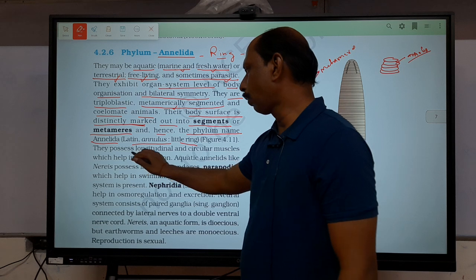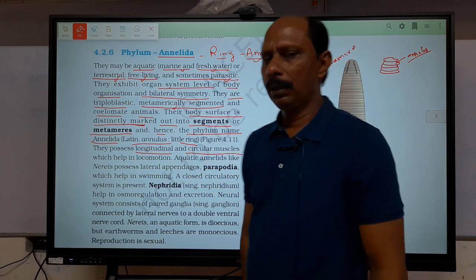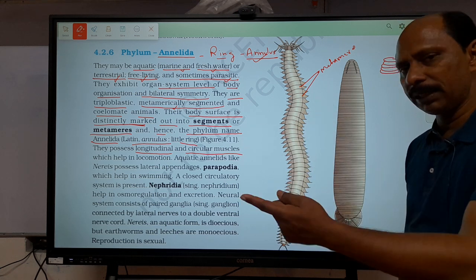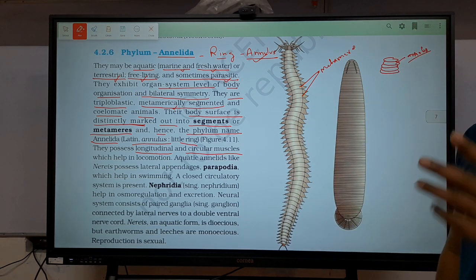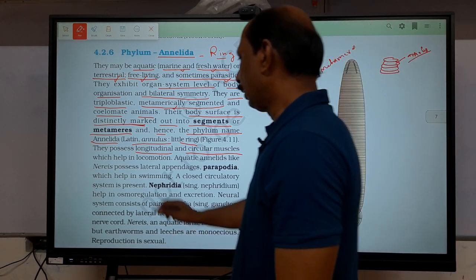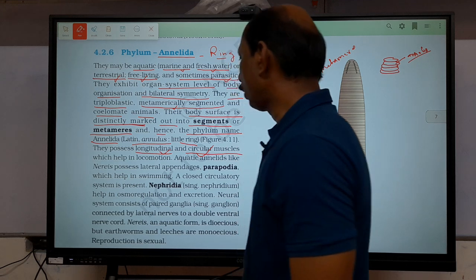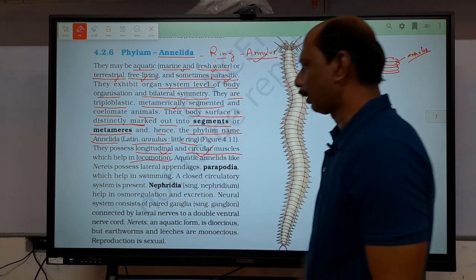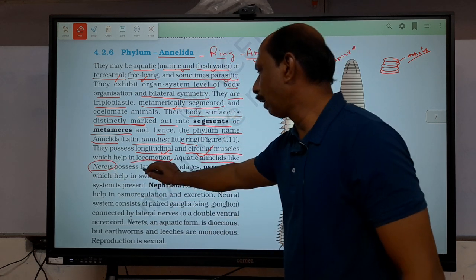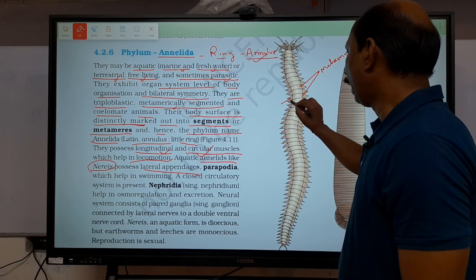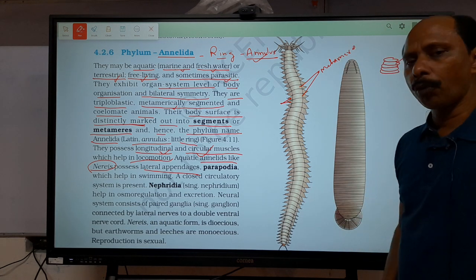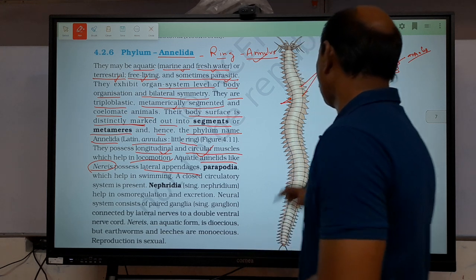They possess longitudinal and circular muscles. But when I told you in Platyhelminthes and Aschelminthes, they have 3 layers of muscles: circular, longitudinal and oblique muscle layers. But here they possess longitudinal and circular muscles which help in locomotion. Aquatic annelids like Nereis possess lateral appendages. Actually they are not legs, they are projections made up of their body wall.